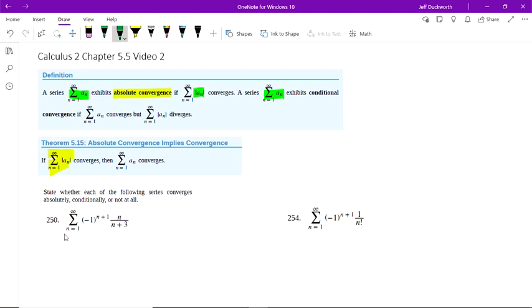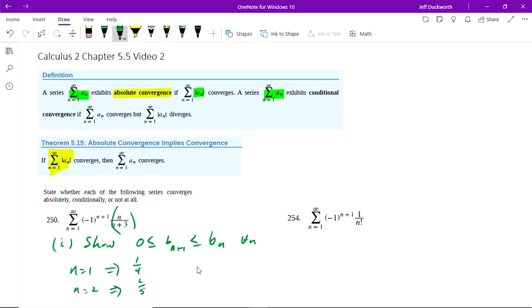The alternating series test, number one, we need to show that 0 is less than or equal to b_(n+1), which is less than or equal to b_n for all n. So let's try that. Again, b_n is n over n plus 3. If we take n equals 1, we get 1 over 4. N equals 2, we get 2 over 5. Well, 2 over 5 is already bigger than 1 over 4.